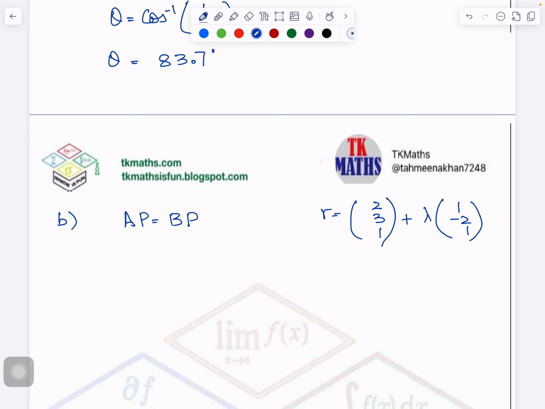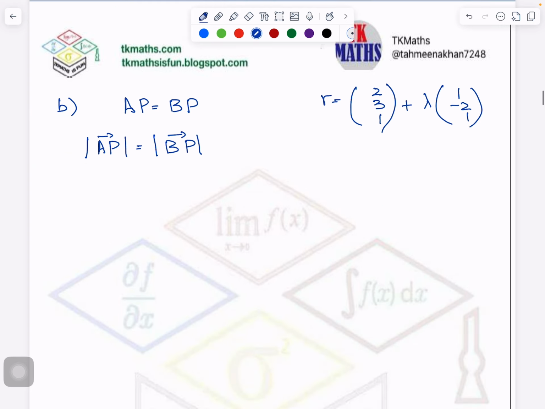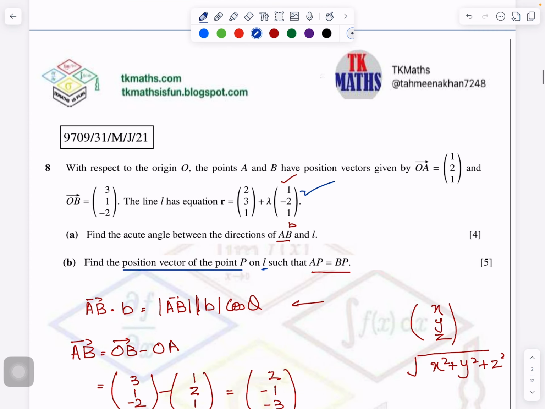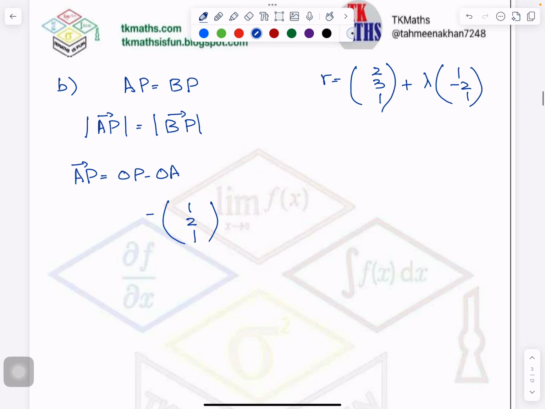So now we have to find out the modulus of these vectors because it is equivalent to distance between AP and BP. Agreed? So first thing is, let's find out these vector AP and BP. Now we know how to change this vector into position vector. It is OP minus OA. OA I have it in the question in the above part, which was 1, 2, 1, right? It was given here in the question.